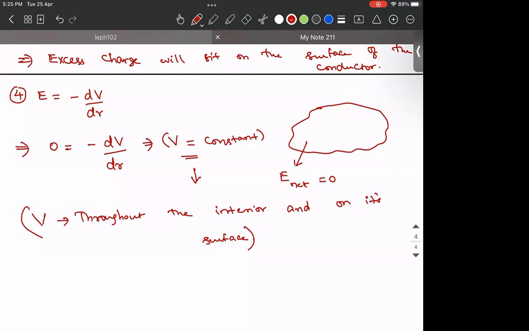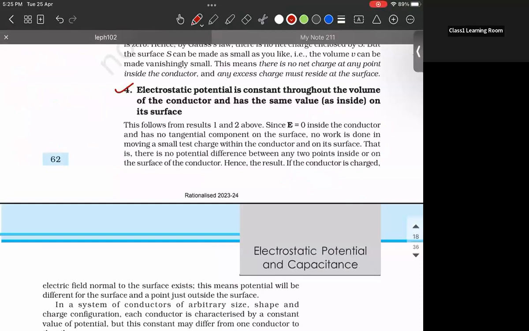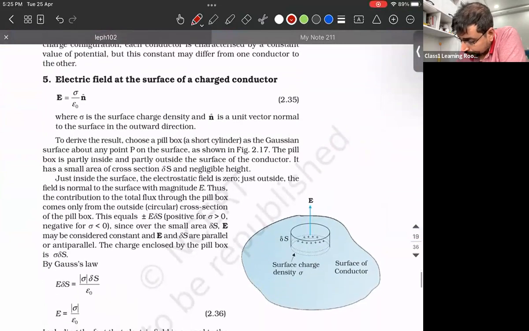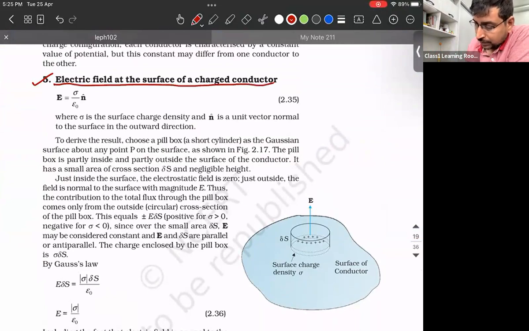Is it clear? And the fifth point is: electric field at the surface of a charged conductor is given by the value E is equal to sigma by epsilon naught times n cap. Okay. So electric field at the surface of a charged conductor is given as E is equal to sigma divided by epsilon naught times n cap.